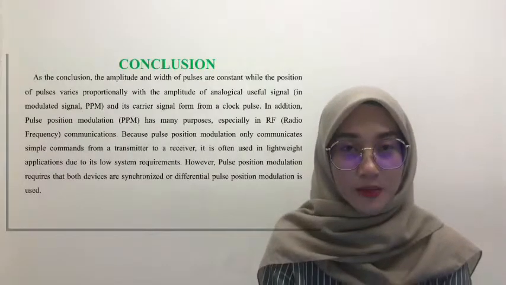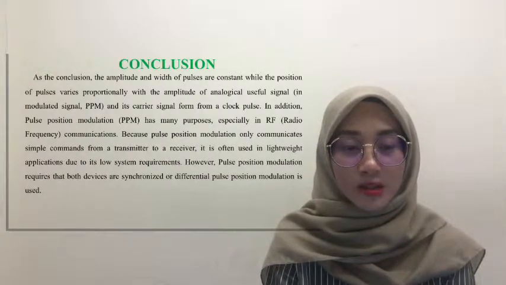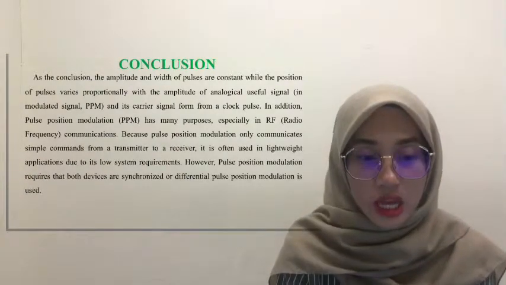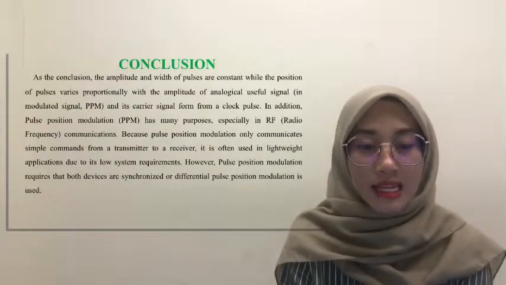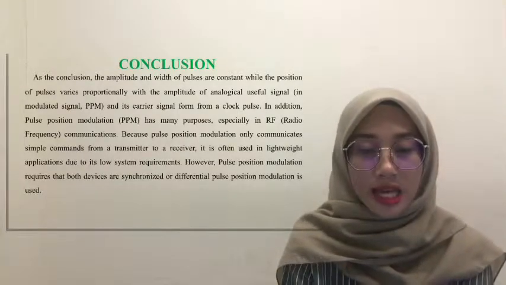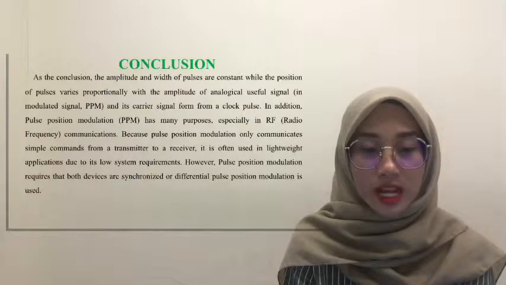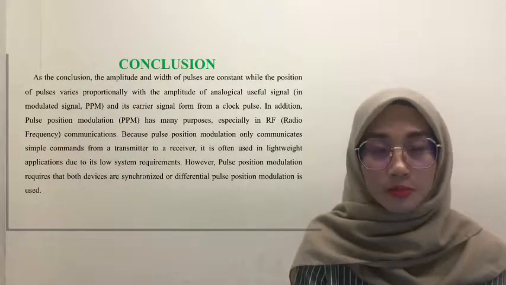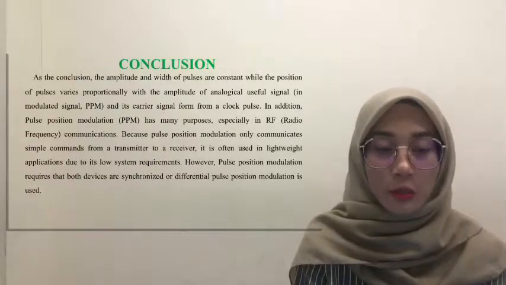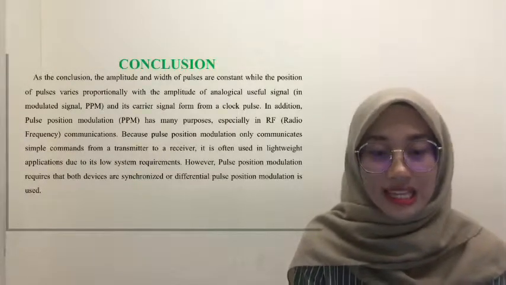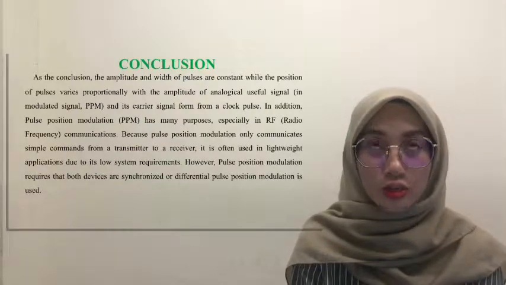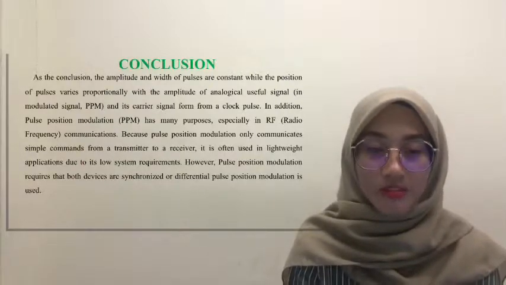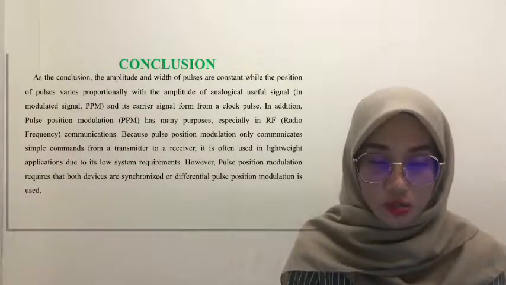As the conclusion, the amplitude and width of pulses are constant while the position of pulses varies proportionally with the amplitude of the analogue useful signal in modulated signal PPM, and its carrier signal is formed from a clock pulse. In addition, pulse position modulation has many purposes, especially in RF radio frequency communications. Because pulse position modulation only communicates simple commands from a transmitter to a receiver, it is often used in lightweight applications due to its low system requirements. However, pulse position modulation requires that both devices are synchronized, or differential pulse position modulation is used.